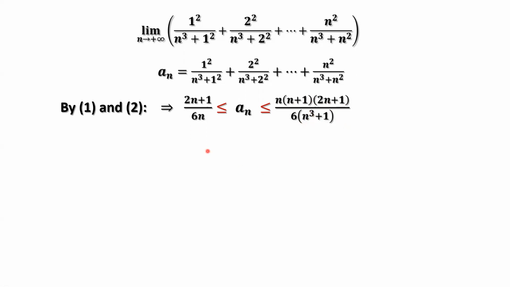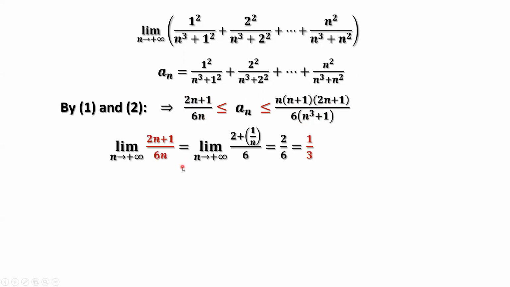What is the limit of the left-hand side? Both numerator and denominator are divided by n. 2n divided by n is 2. 1 divided by n is 1 over n. 6n divided by n is 6. The limit of 1 over n as n goes to infinity is 0. Therefore, this limit equals 2 over 6, which is 1 over 3.